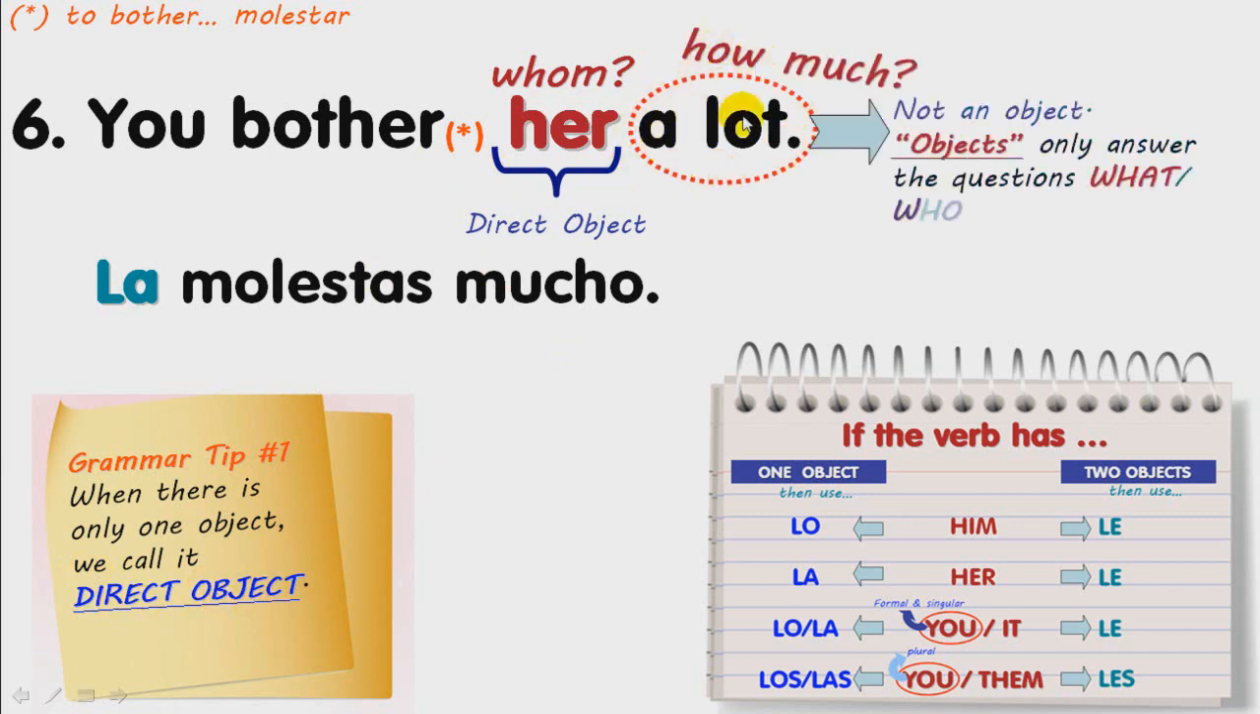Regarding this, a lot is not considered an object because it doesn't answer the questions what, whom, or to whom. Actually, it answers the question how much. How much do you bother her? Well, a lot. So this is not an object.